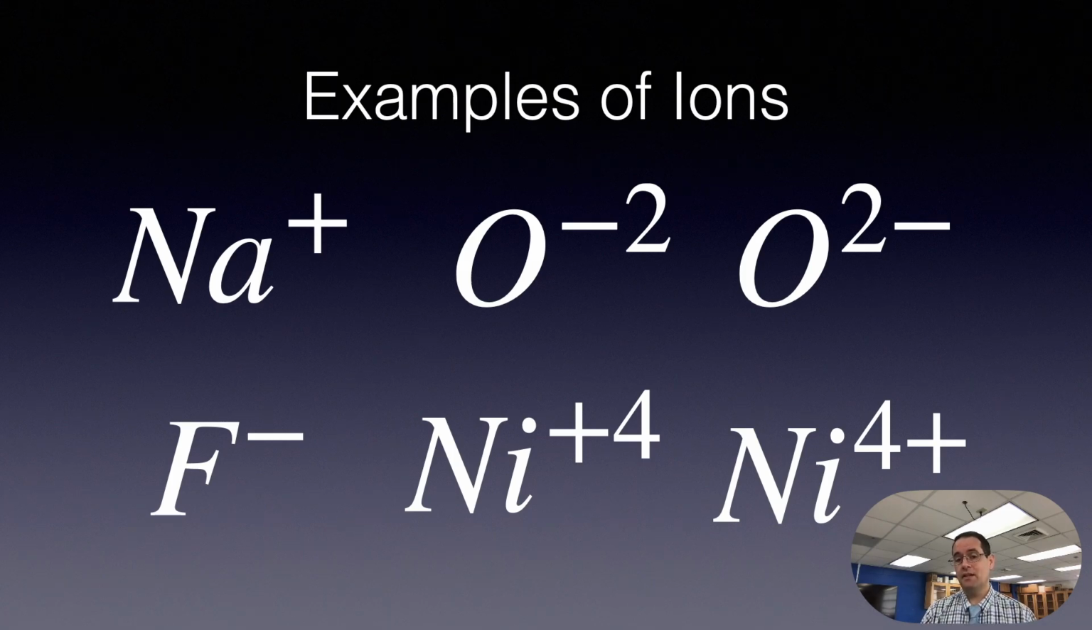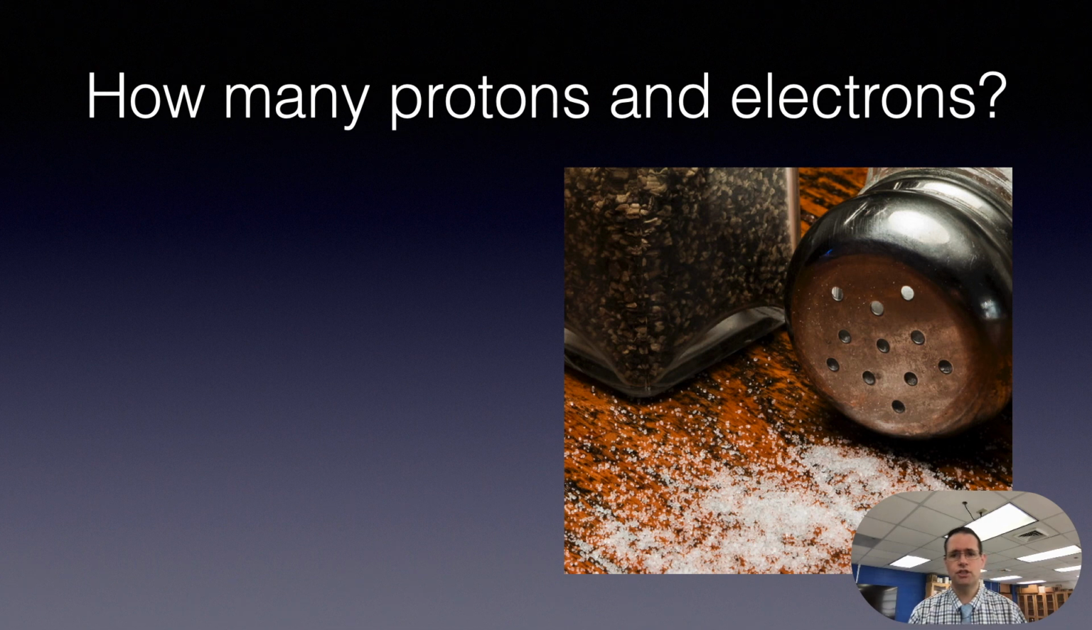Now we have this nickel, okay, Ni. Nickel could be +4 or 4+, however we write the charge. That's a +4 charged atom of nickel. It's an ion, it's a cation, okay? Cats have paws, cations have positive charge.